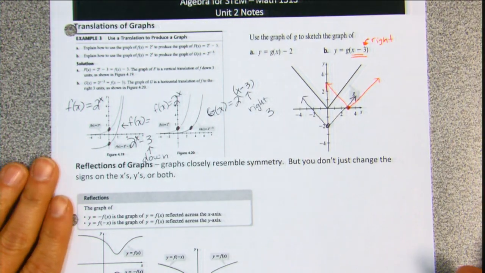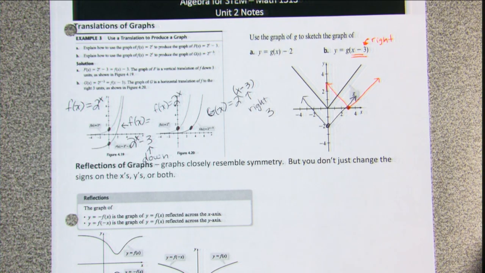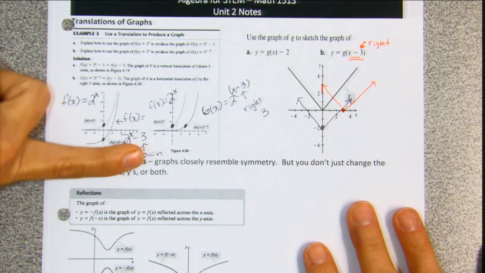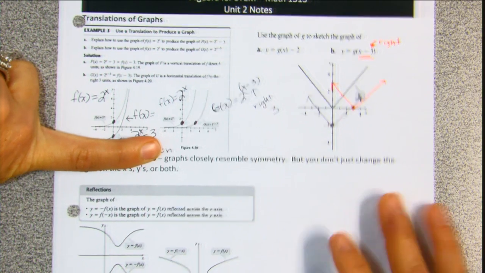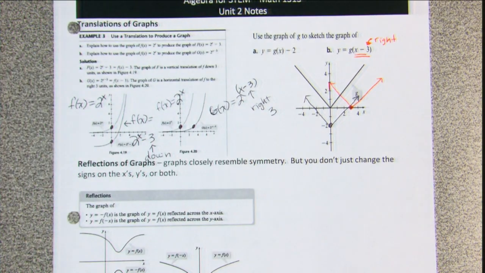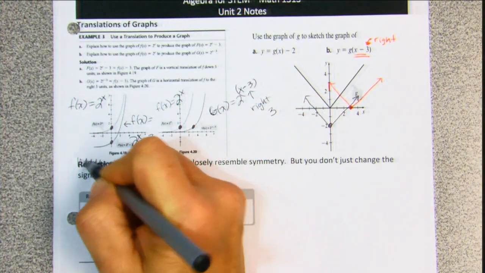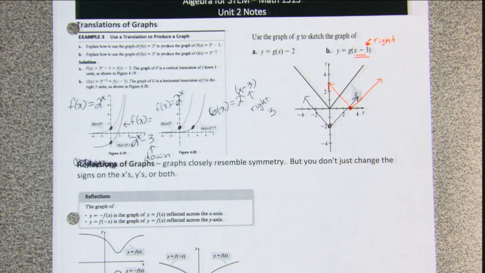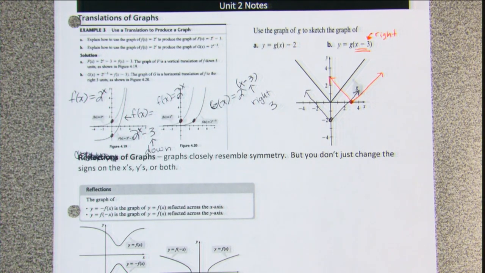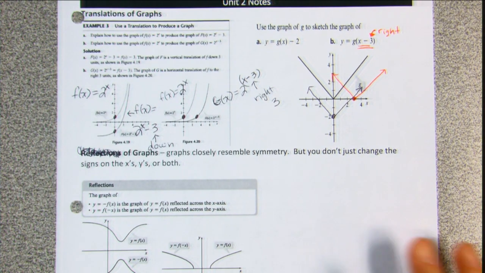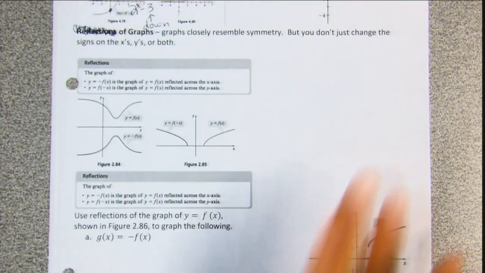So again, reflections of graphs. We're going back to reflections, but really this probably should not say reflections. Translations of graphs do closely resemble symmetry, but we're not just changing x and y's signs or both, right? You're moving to a whole entire new point, is all the translation should be. So really this should not say reflections, it should say translations. But so one more time about reflections, which again is changing your x or y's or both.